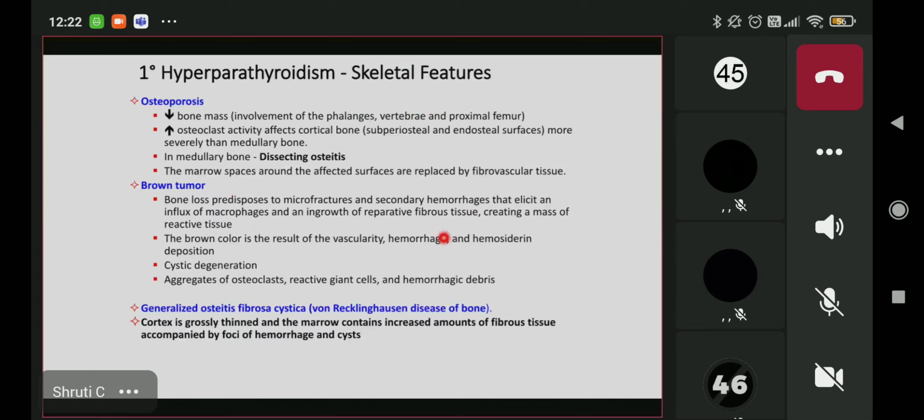Basically, there is increased bone resorption due to the action of parathyroid hormone. So bone loss predisposes the bones to microfractures and secondary hemorrhages. So this leads to recruitment or influx of macrophages and an ingrowth of reparative fibrous tissue. So there is repeated influx and repeated fibrous tissue formation. So this creates a mass of reactive tissue, and this mass is usually brown in color because of the increased vascularity and hemorrhage and hemosiderin deposition and hemosiderin-laden macrophages. So this is known as brown tumor, and it is characteristic of primary hyperparathyroidism.